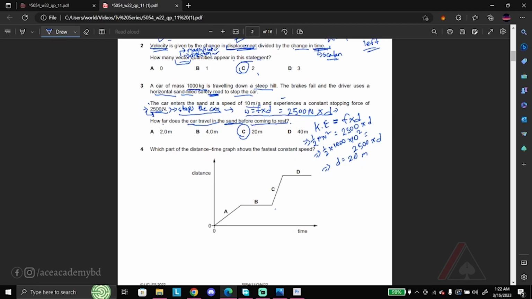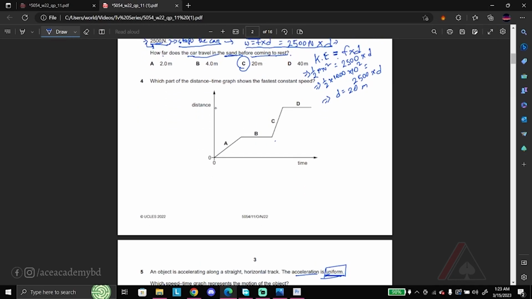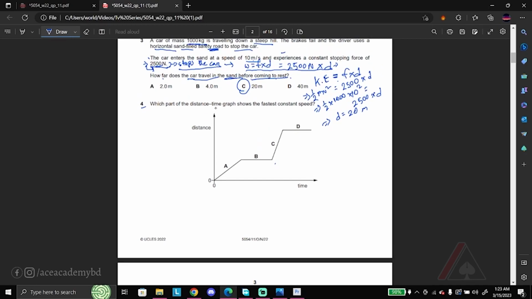So the main thing is the kinetic energy gets converted into the work done in the sand, which actually causes the car to stop. So now let's move on to the next question, question number 4. Which part of the distance time graph shows the fastest constant speed? Alright, so what information can a distance time graph give us? The gradient of a distance time graph can give us the speed.